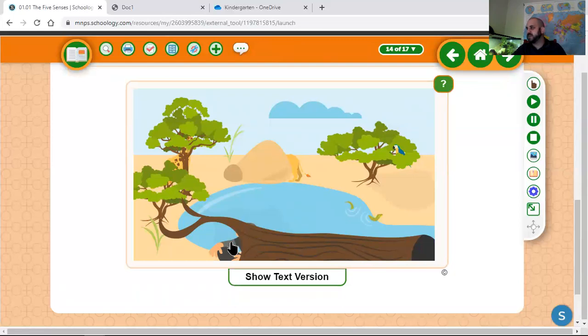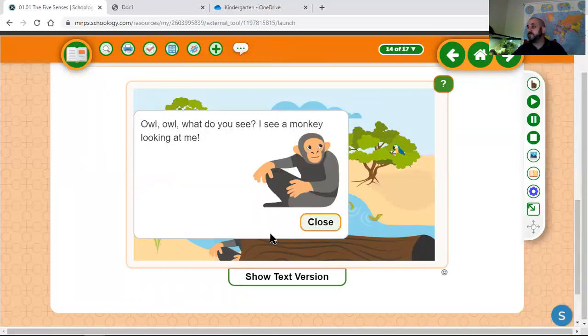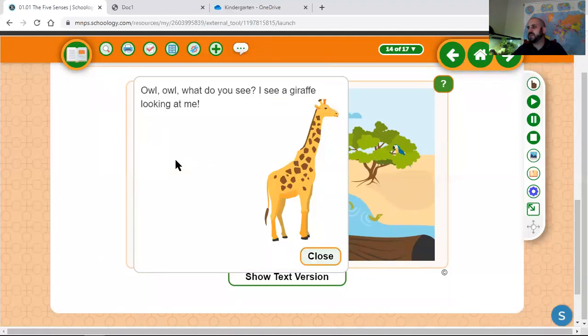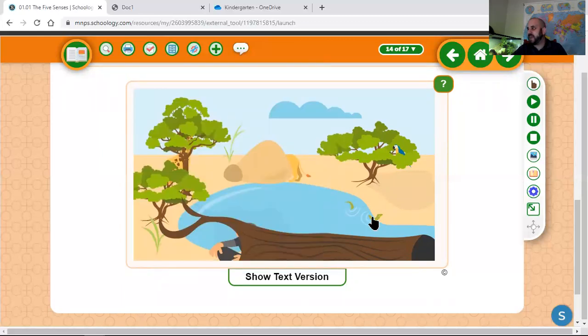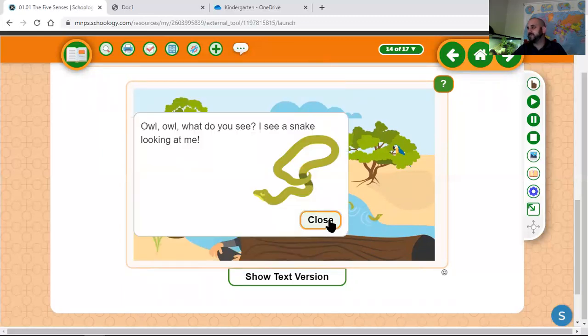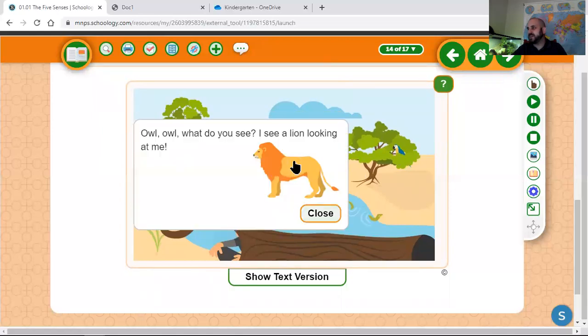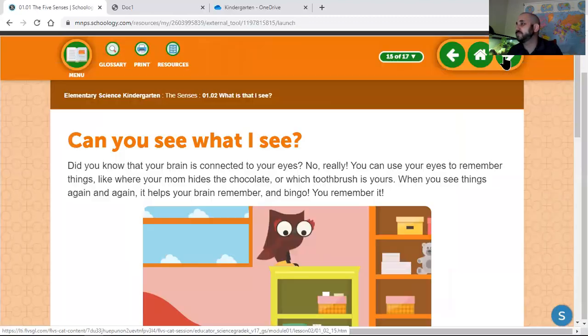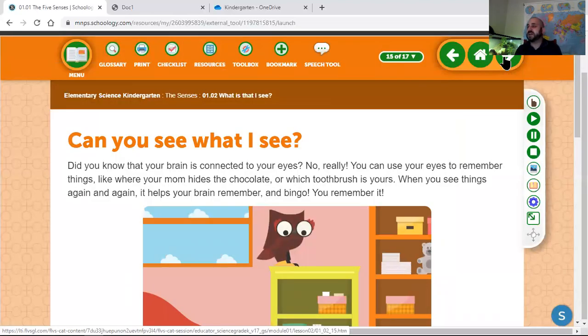I see, oh, a monkey looking at me. And I see a giraffe and a snake. And a parrot, and a lion. All right, I hope I got everything. If not, you should let your teacher know. Can you see what I saw?